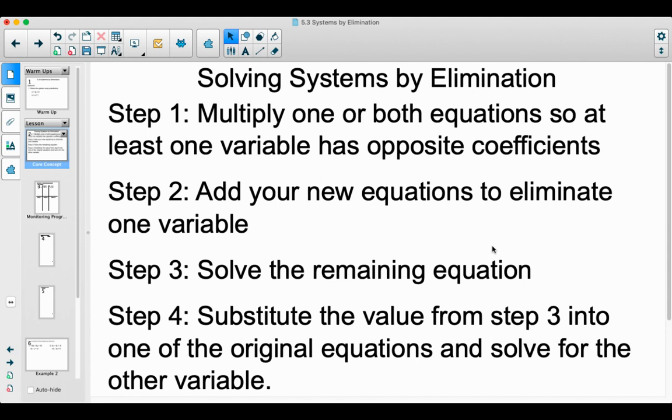Morning. We're going to learn about solving a system by elimination today. And what you need to do is first pause your screen, or pause the video, excuse me, and write down the steps that you see on the screen.